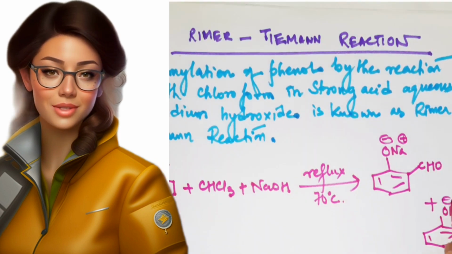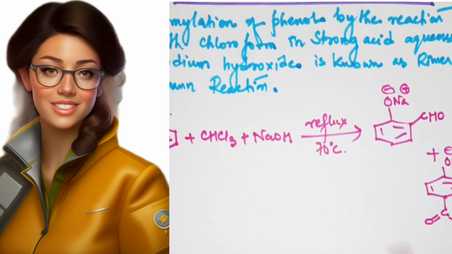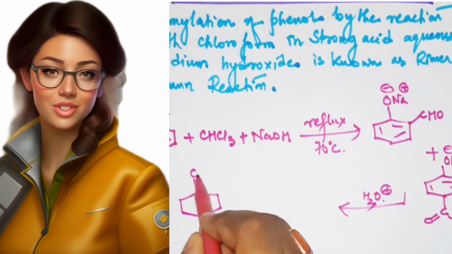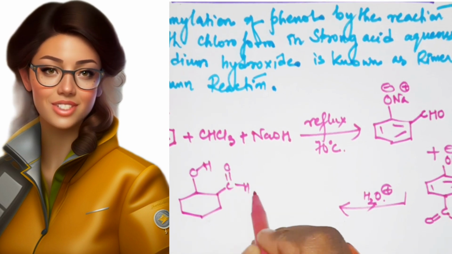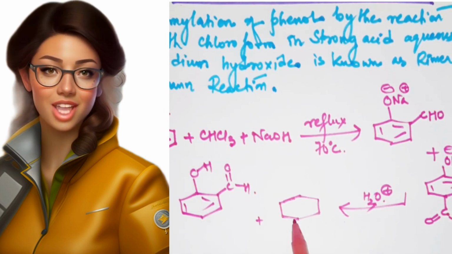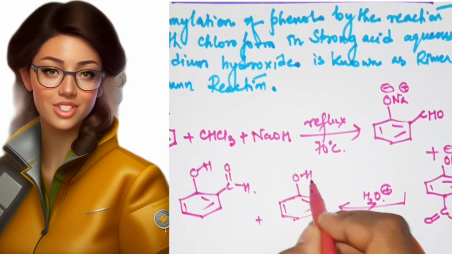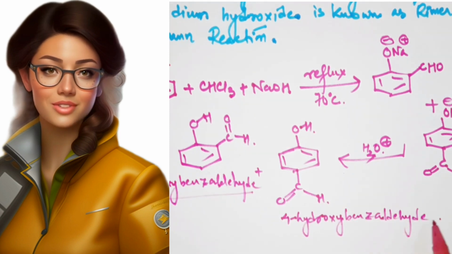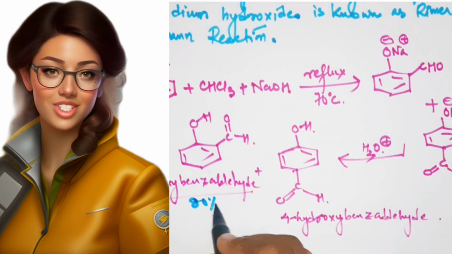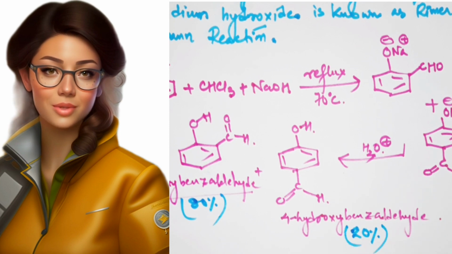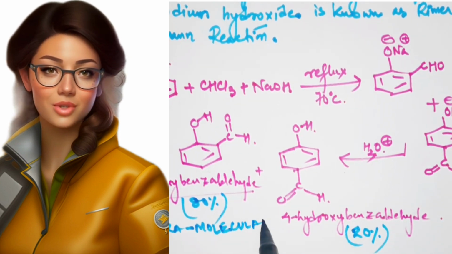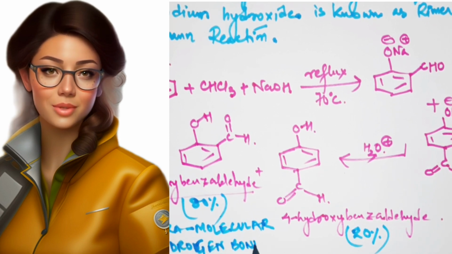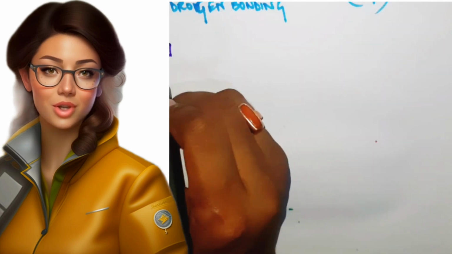Now this intermediate, if you hydrolyze it with water, the sodium ion is replaced by hydrogen, and it will give you 2-hydroxybenzaldehyde and 4-hydroxybenzaldehyde. These are the two products. About 90% is the 2-hydroxybenzaldehyde, because there is intramolecular hydrogen bonding, whereas the para product is only 20%, because there is no intramolecular hydrogen bonding.